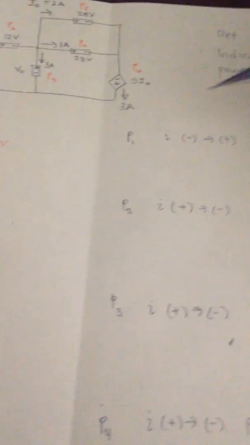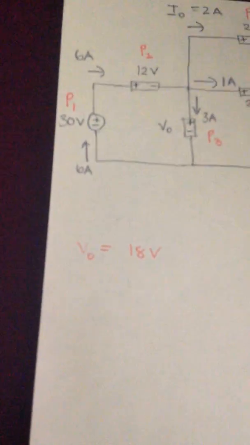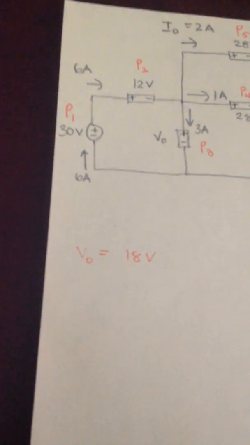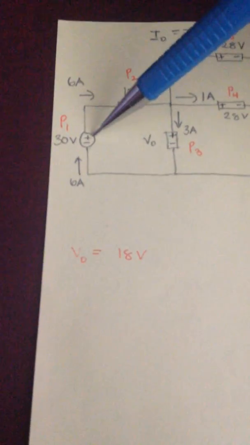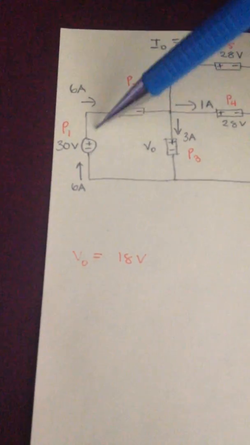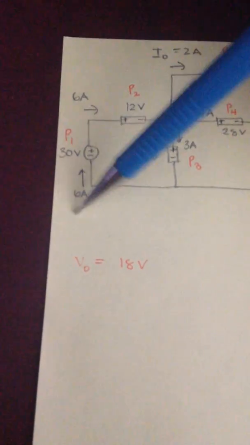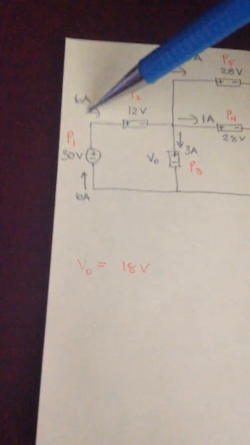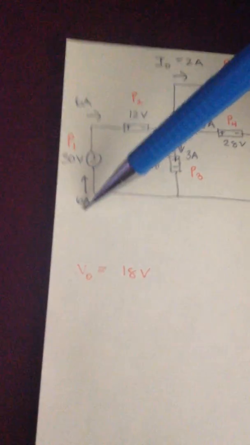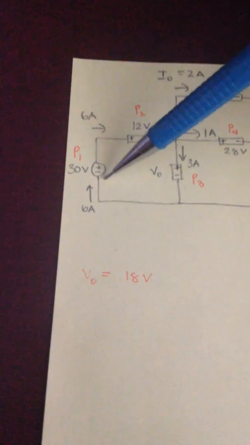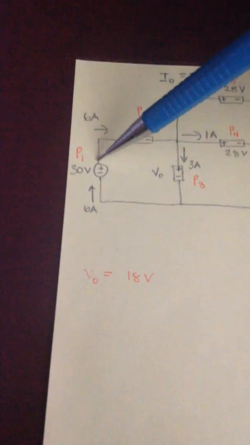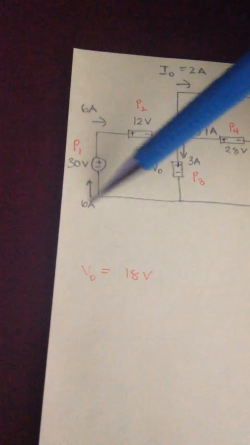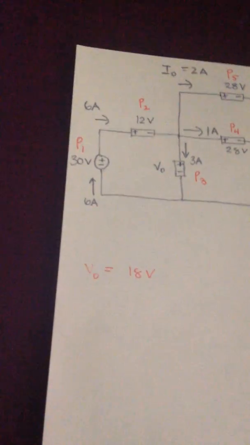So for P sub 1, if we take a look at P sub 1, what is going on here? We need to come up with a sign for power for this first element. Now, how we come up with the sign is going to be dependent on what way the current is going. In this case, the current is starting here and it's going to end up here. So because it starts at the negative end and then it goes to the positive end, the sign for this particular power here will be negative.